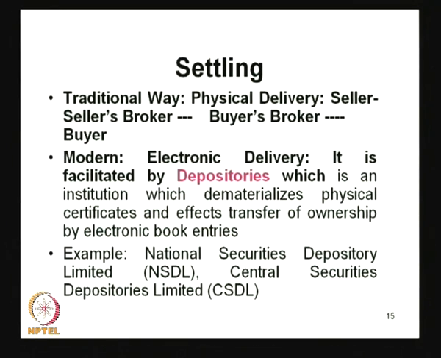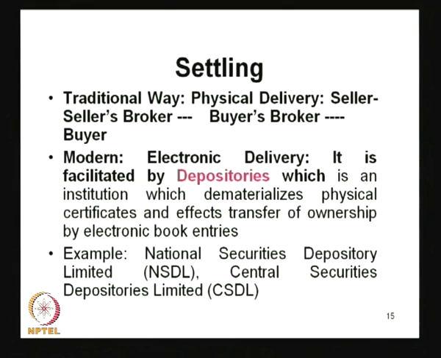finally the buyer's broker will look for a buyer. Then only the settling takes place. That means first the process should go from seller to seller's broker to buyer's broker, then buyer's broker to buyer. But in the modern system, how does the settling take place? It basically takes place on the basis of electronic delivery.